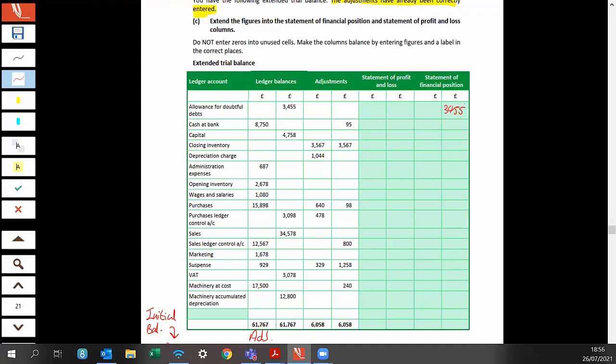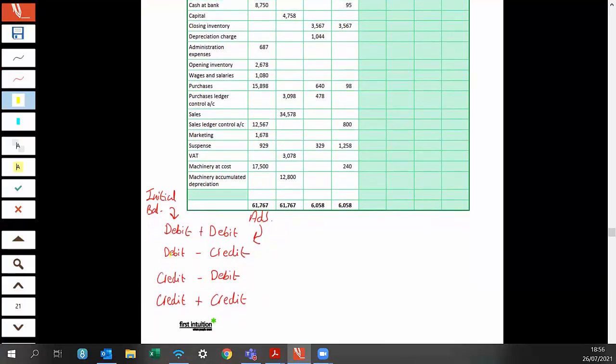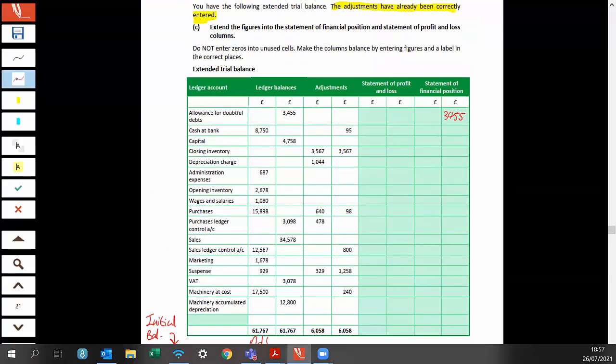Okay, number two, we've got the cash at the bank. £8,750 is our original amount. Is there an adjustment? Yes. So first of all, let's figure out what that adjustment is going to be. We've got an opening ledger balance of a debit, and we have an adjustment of credit. So as we've just touched on, it's going to be a debit minus the credit, and we can do that now. So we're going to take that 8,750 and then take away the 95. That will give us a figure of 8,655.